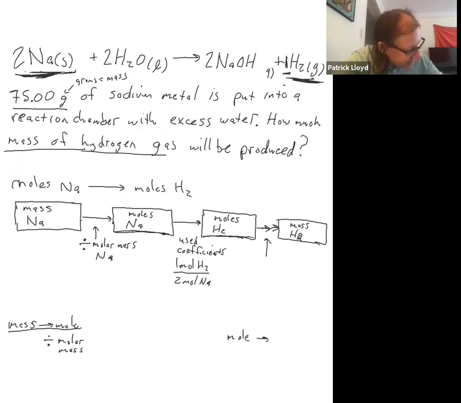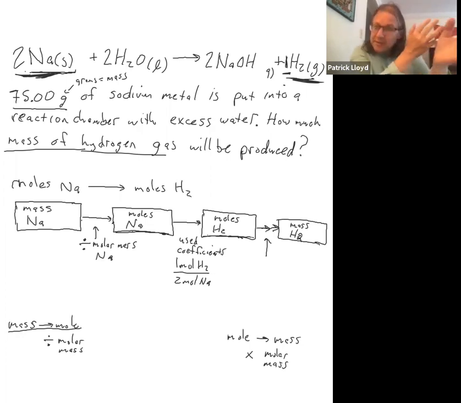You do the opposite. You multiply by the molar mass. And again, an analogy would be like, suppose I were giving you the number of inches and I wanted to know the number of feet, you would divide by 12, right? But if I were given the number of feet and I wanted to find the number of inches, you would multiply by 12. So that's essentially what we're doing here. We're converting by either dividing by the molar mass or multiplying by the molar mass.